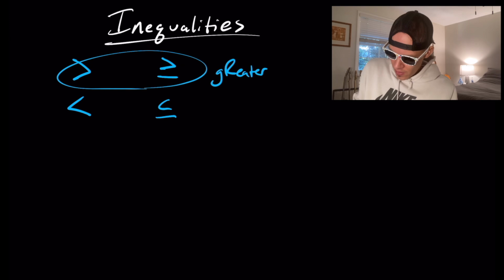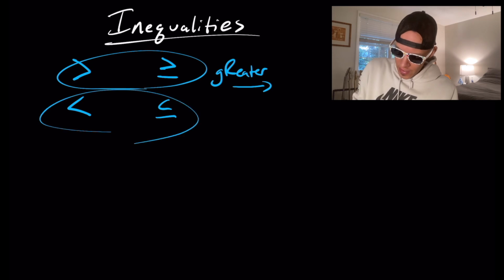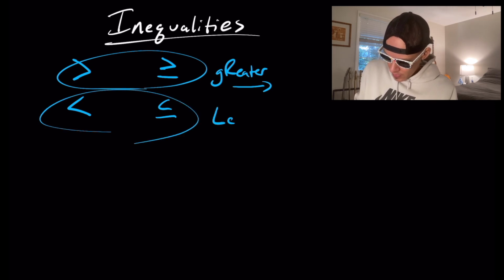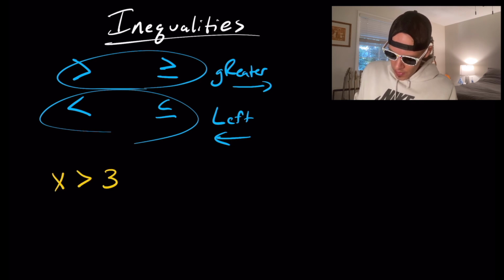Greater than, it points to the right. And then less than signs down here, those point to the left. So greater than to the right, less than to the left. And let's just look at how to graph some really basic inequalities or show what their solutions are. So for example, let's say x is greater than 3.